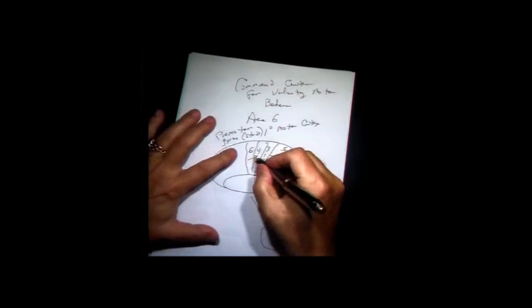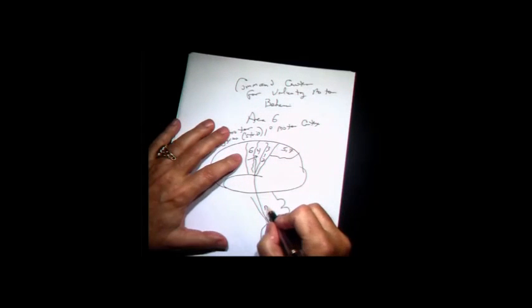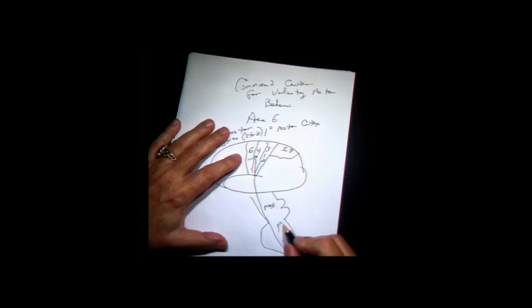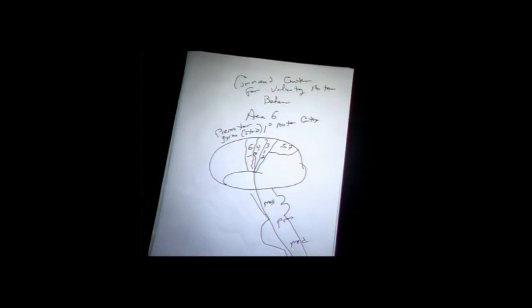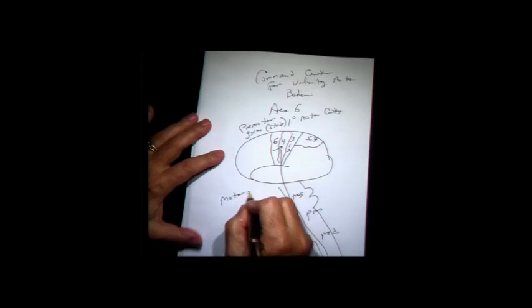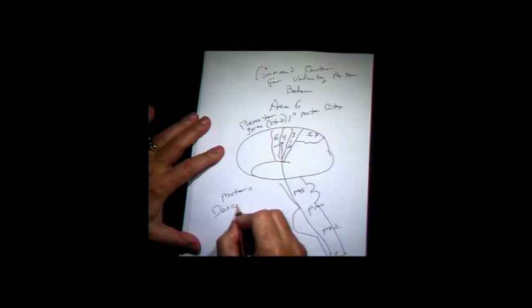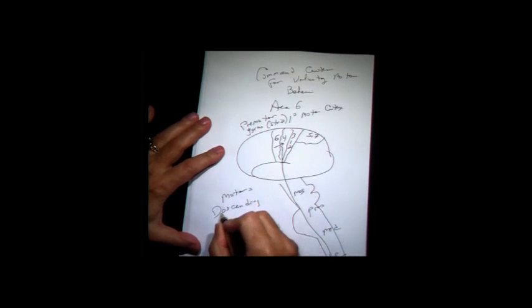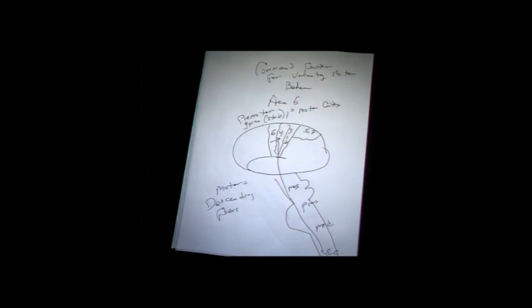Come from area 4 to mesencephalon, metencephalon, myelencephalon, all the way down the brainstem. Motor makes up descending fibers. They come out of the cerebral cortex and go down the brainstem, headed to the spinal cord.